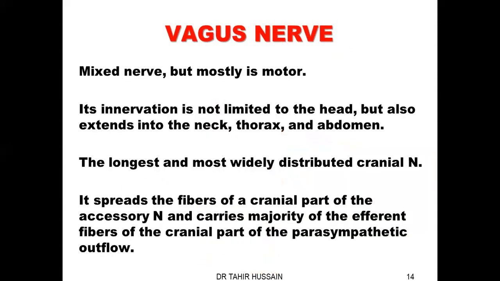This is the vagus nerve, the 10th cranial nerve. It is a mixed nerve, sensory, motor, as well as parasympathetic. Its innervation is not limited to the head, but it is also the only cranial nerve that extends into the neck, thorax, and abdomen. It is the longest and most widely distributed cranial nerve. It spreads the fibers of the cranial part of the accessory nerve, that is the 11th cranial nerve, and carries the majority of the efferent fibers of the cranial part of the parasympathetic outflow.